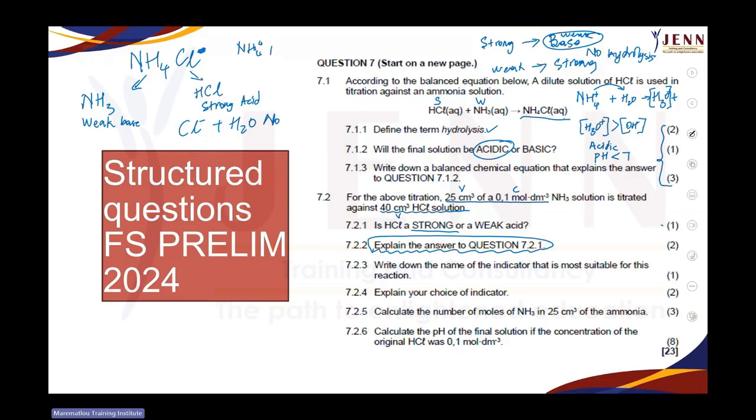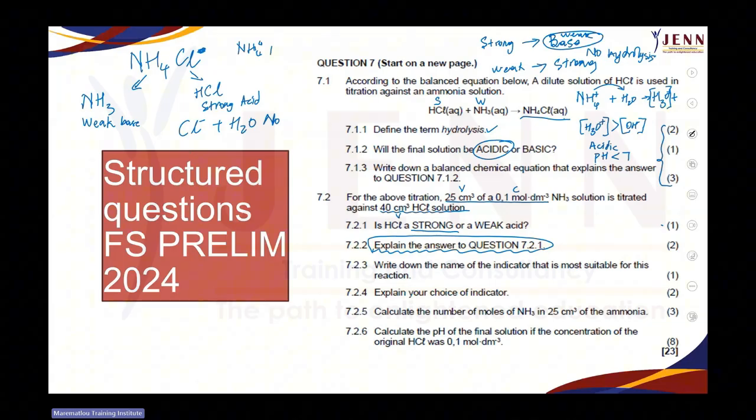Now, they are not asking you to explain yourself. They are just asking you to define it. They say, write down the name of the indicator that is suitable for this reaction. Easy marks. For the indicator, we said the solution will be acidic, less than 7.